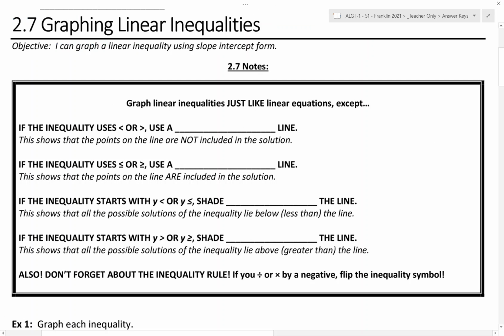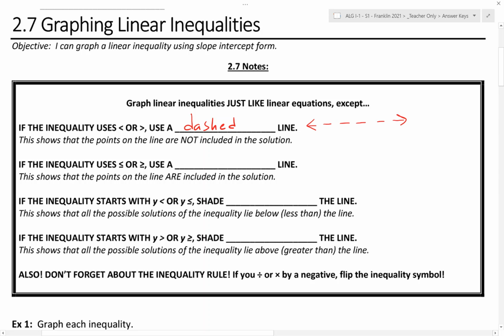So if an inequality uses less than or greater than, we're going to use a dashed line or a dotted line. And this is to show that the points on the line are not included in the solution, just like an open circle on a one-dimensional inequality graph. So it's going to look something like this.